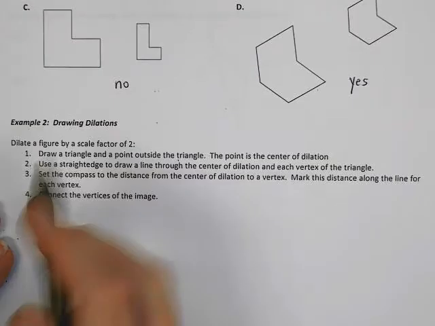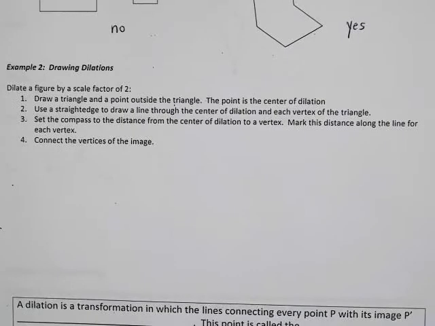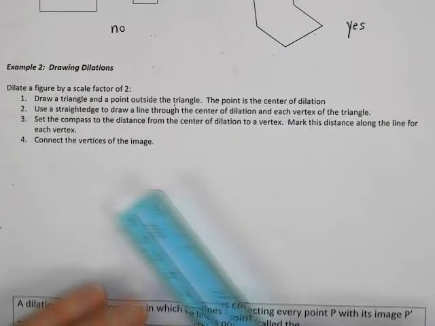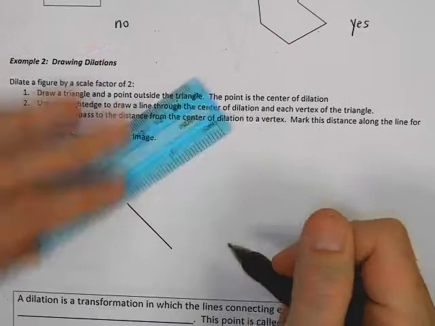Our second target is to draw dilations. So as I told you before, you're going to need a ruler to do these. All right, I'm going to let you draw your own triangle. So using your ruler, don't draw anything that's too big here. I'm just going to draw something that looks like this.